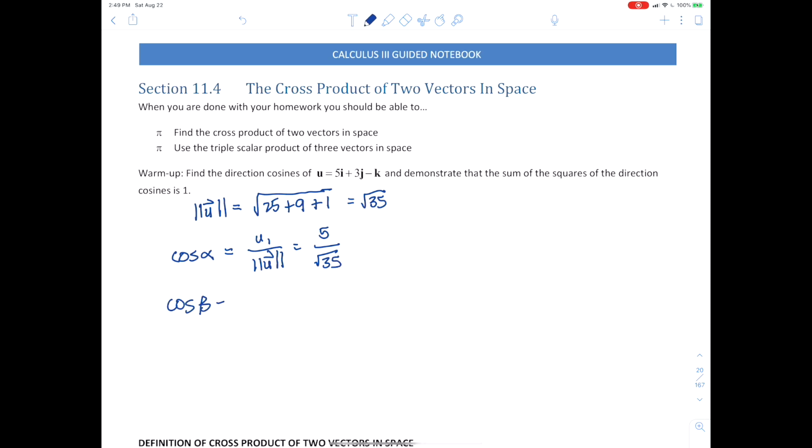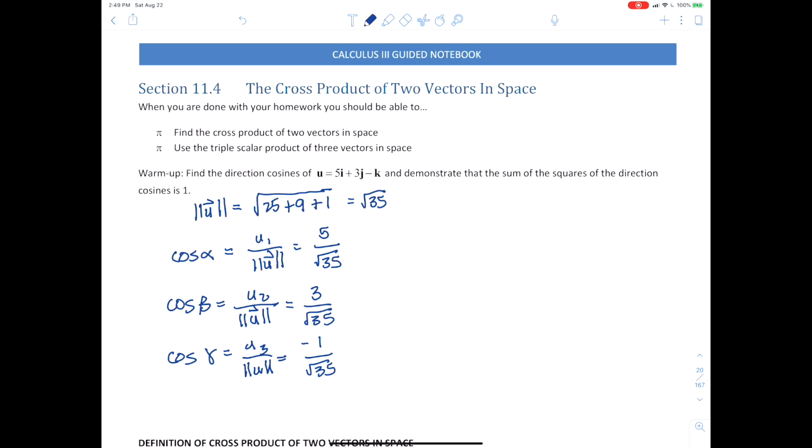Cosine beta is u2 over the magnitude of u, which is 3 over root 35, and cosine gamma is equal to u3 over the magnitude of u, which is negative 1 over root 35. Cool so far? So those are the direction cosines. It wasn't asking us to find the angles, just the cosines.